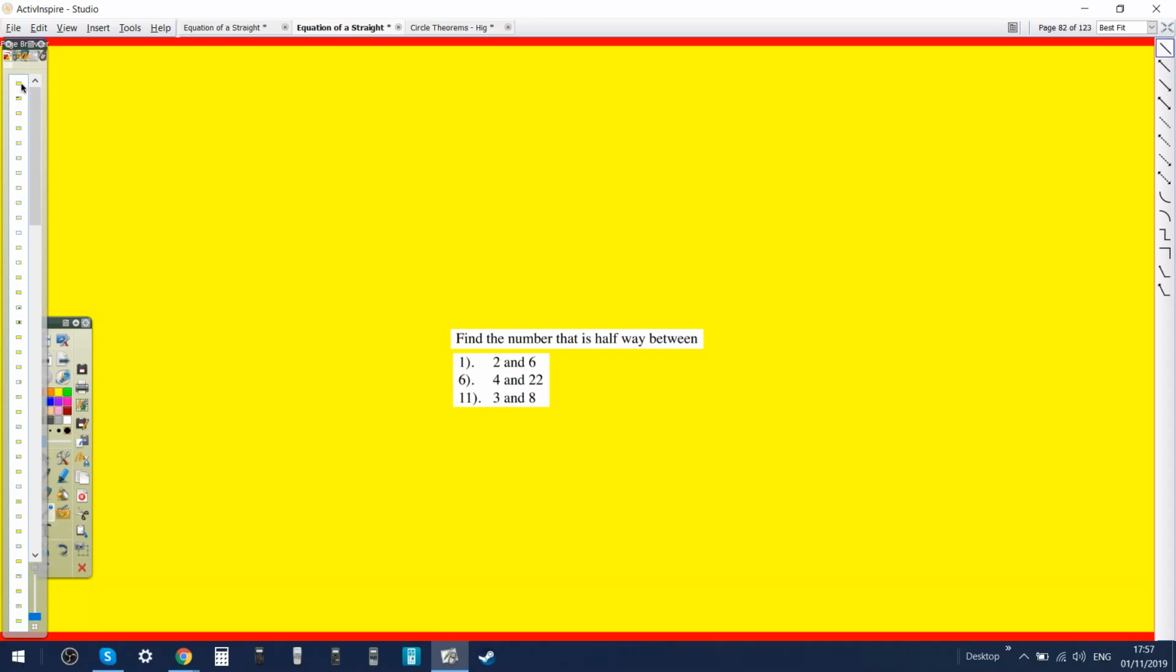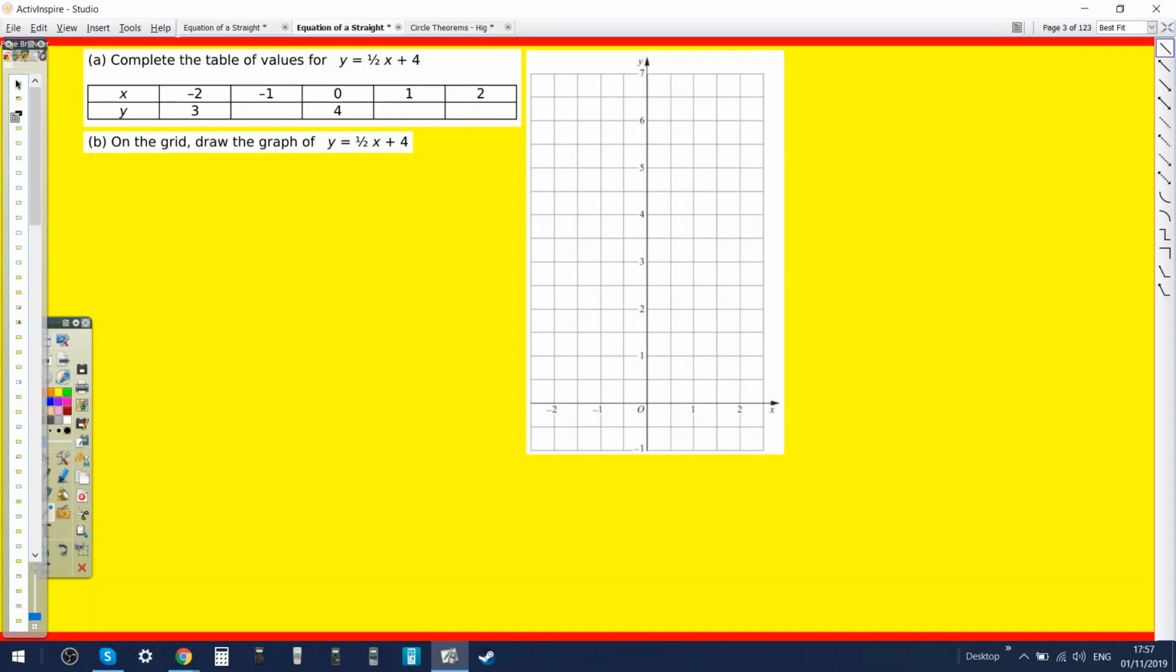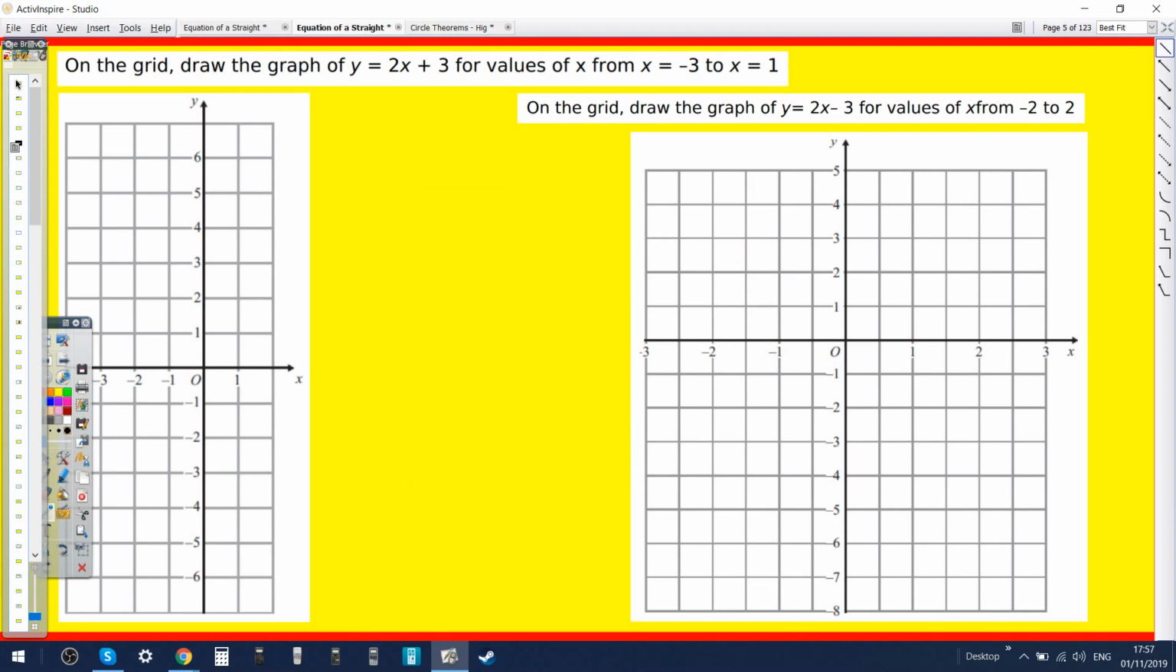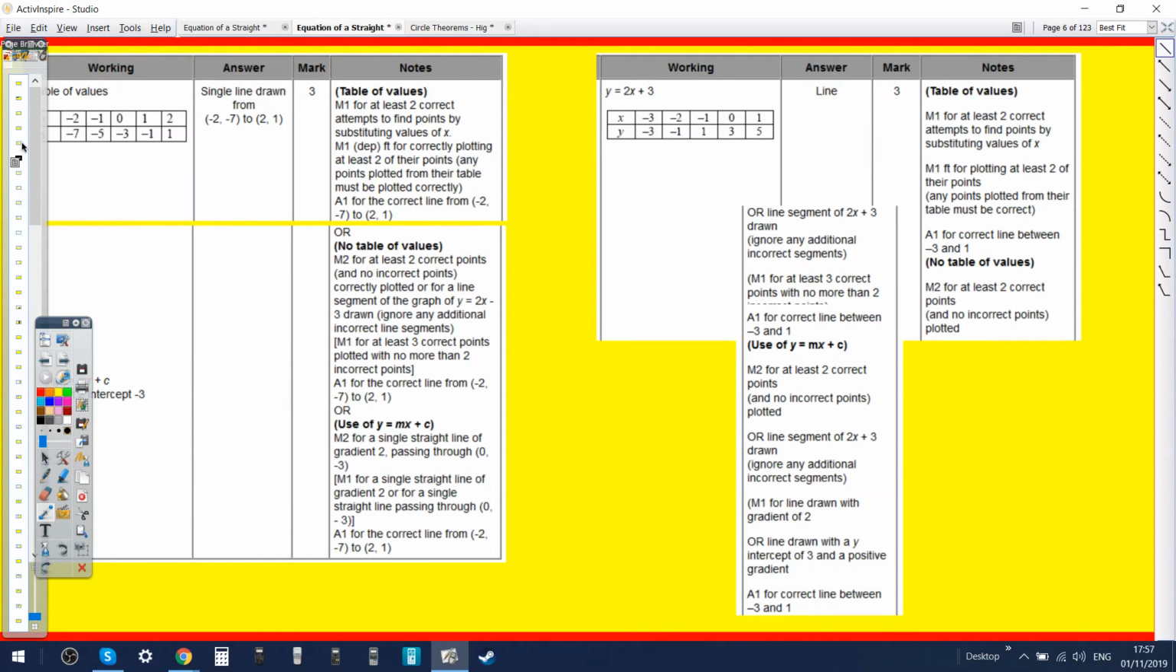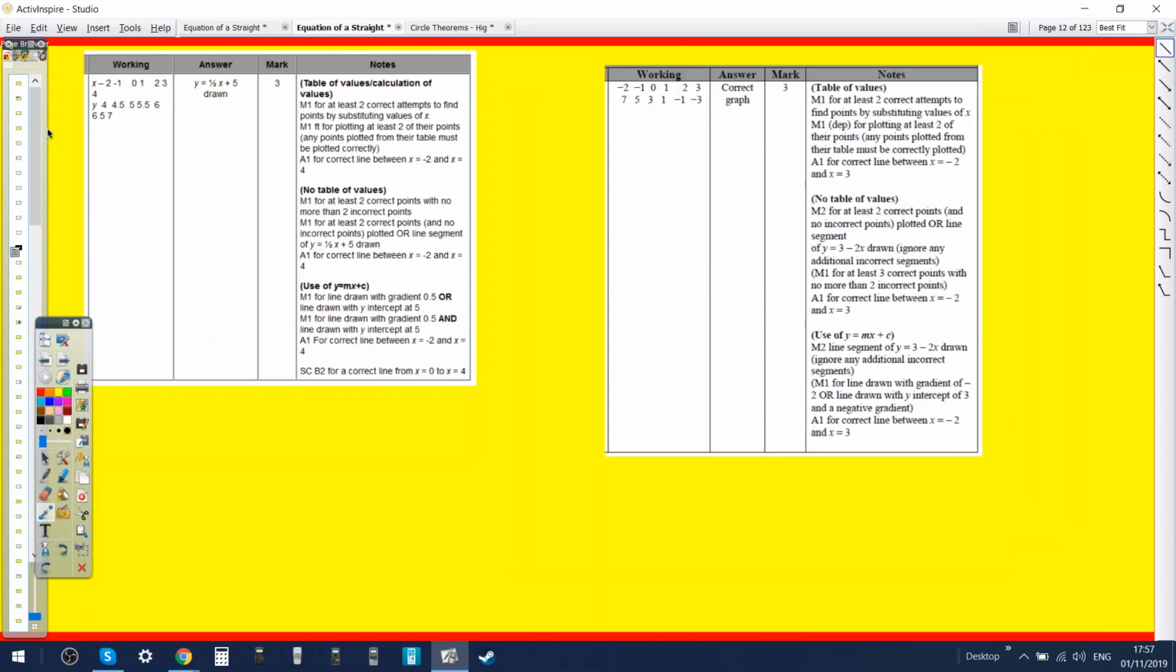Equation of the line. So these ones, let's see. So how do you draw one of these lines? Yeah, go on, tell me. So input the value minus 3 as x. So 2 times minus 3 is minus 6. Plus 3 is minus 3. So y equals minus 3 when x equals minus 3. Yeah, so basically just sub into 2 or 3 coordinates and then plot them.